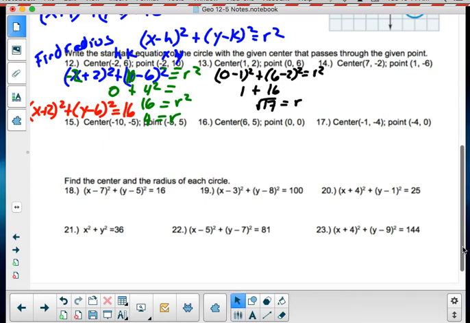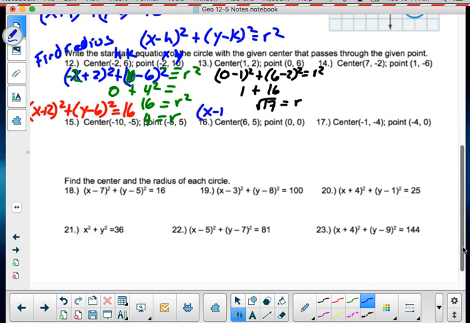So now I write my equation. I'm looking at (x − 1) squared plus (y − 2) squared equals 17, because that's the square root of 17 squared.